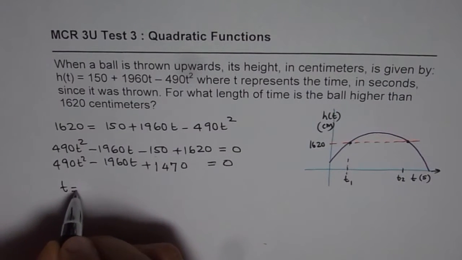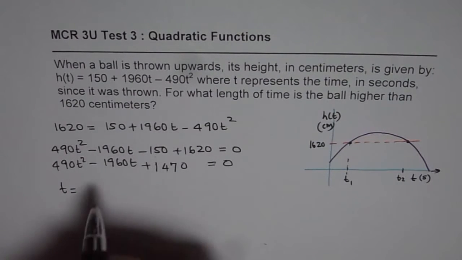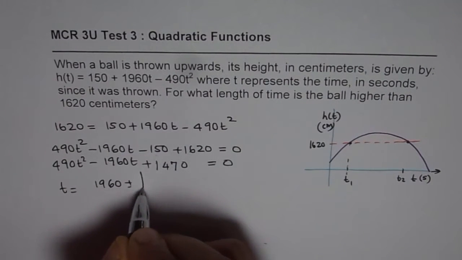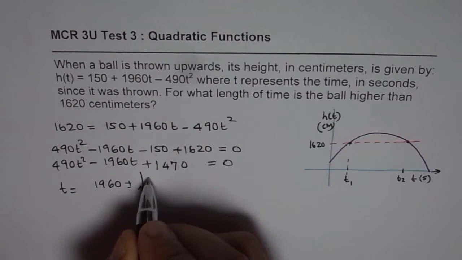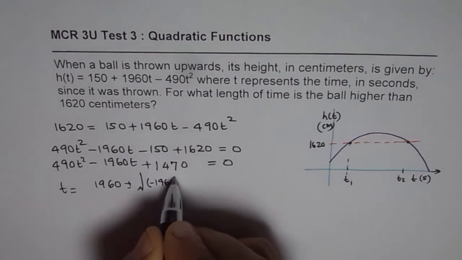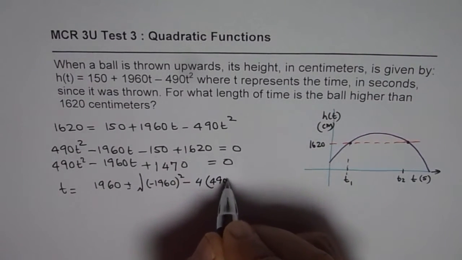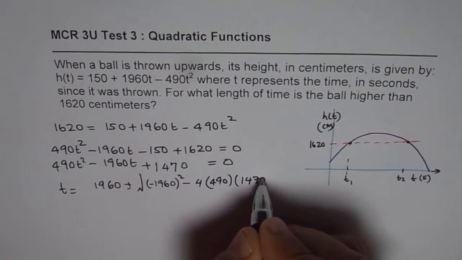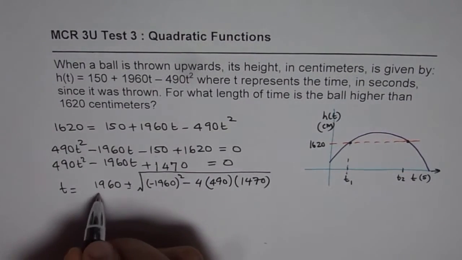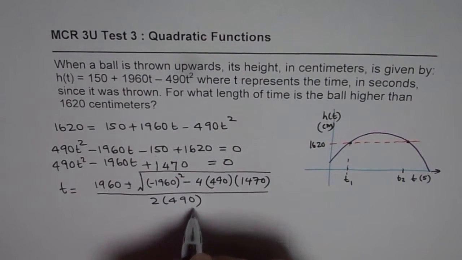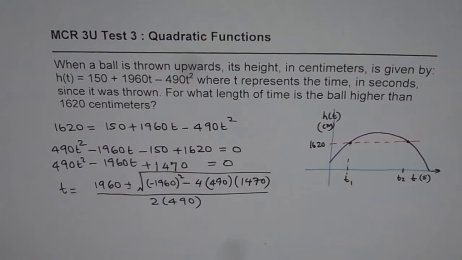We can find t by applying the quadratic formula: t = (-b ± √(b² - 4ac)) / 2a, where b is -1960, so minus b is 1960, plus or minus the square root of (-1960)² minus 4 times a, which is 490, times c, which is 1470, all divided by 2 times 490. Since we are using a calculator, let's just do it straight. Let's use the calculator and find the answer.